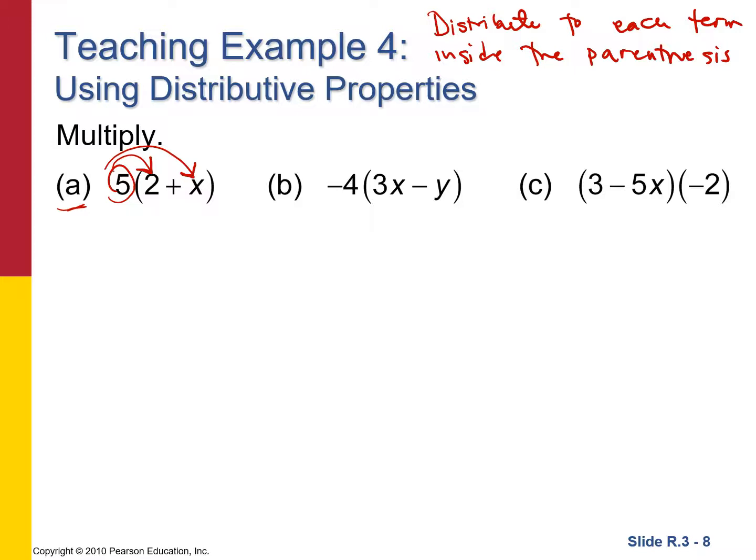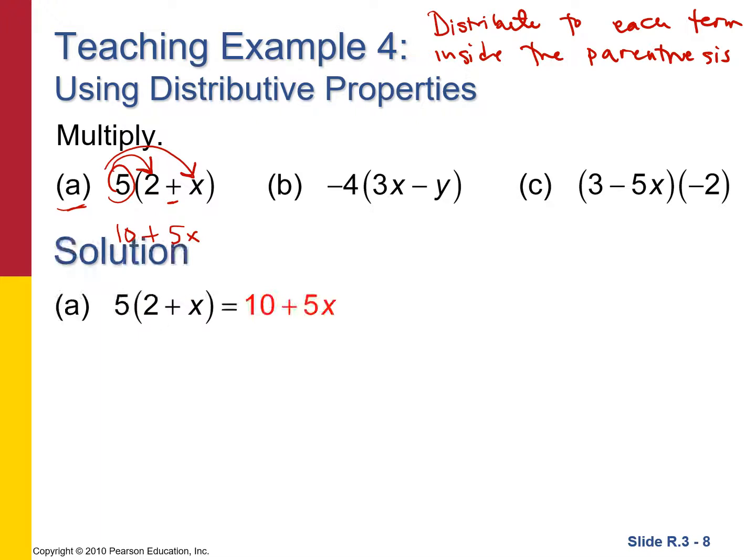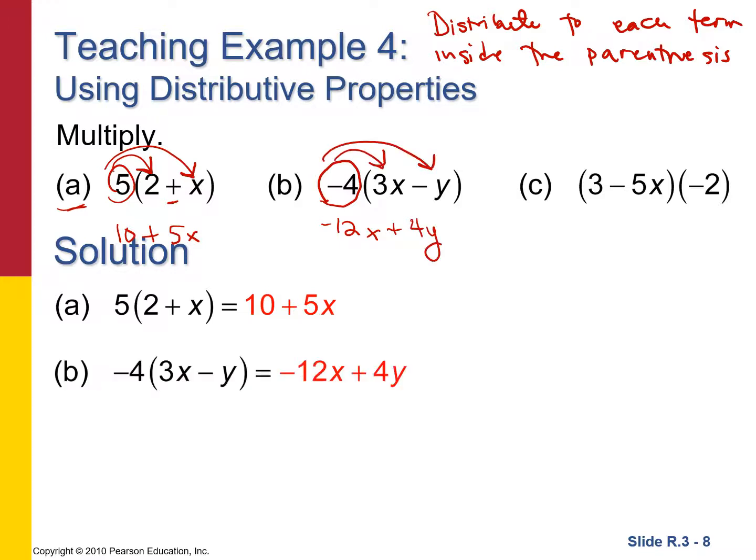And so this first term is 5 times 2 is 10, plus, keep that there, then 5 times x is 5x. And that's that first term, okay? Now we're going to distribute this minus 4, right? So minus 4 times positive 3x, that is minus 12x, okay? Now minus 4 times minus y, this is plus 4y, right? And you can see the answers are the same here.